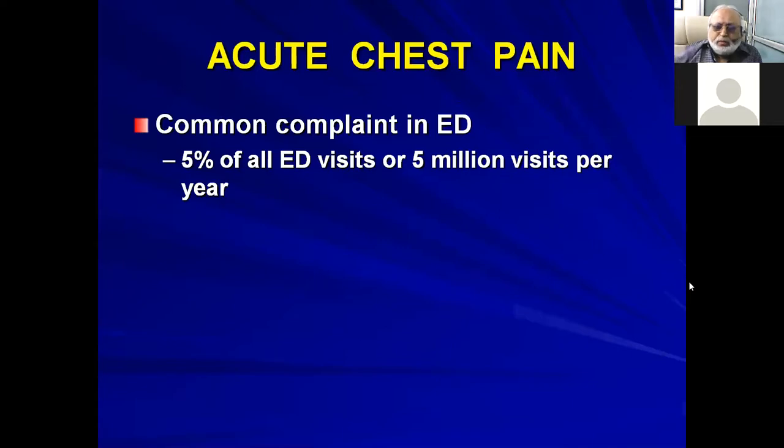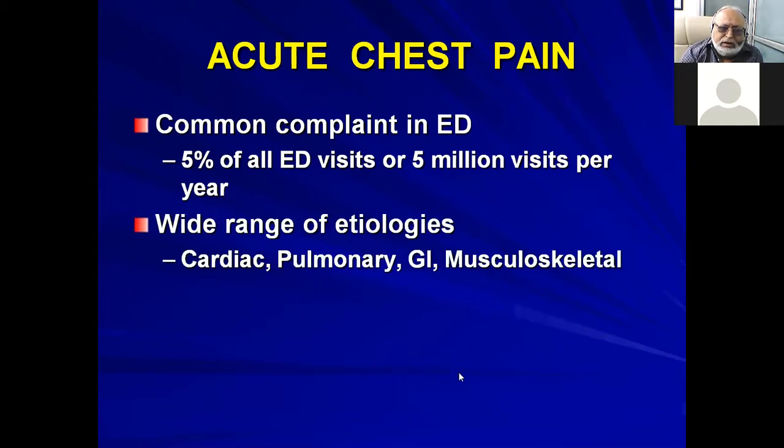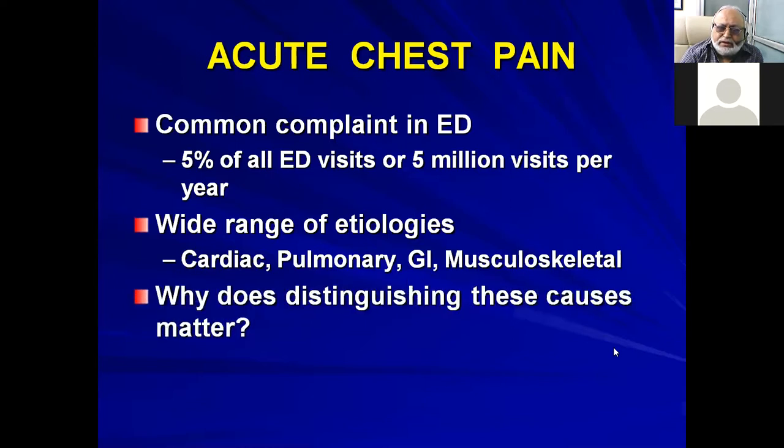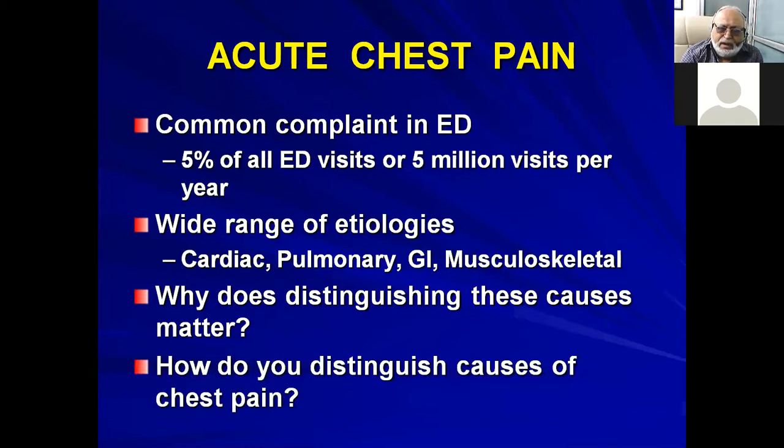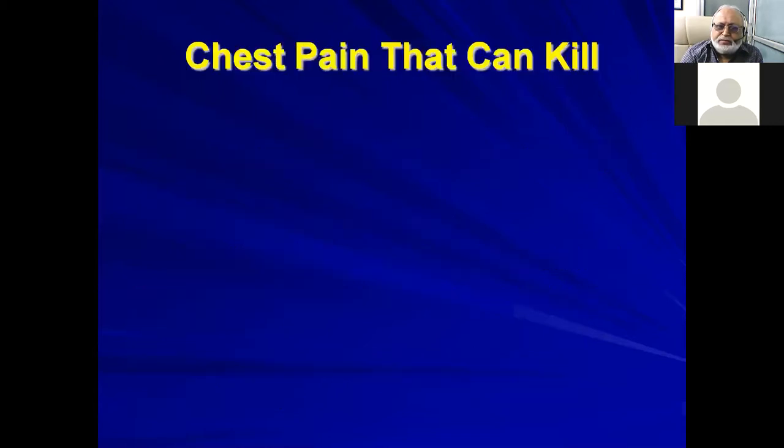Now, acute chest pain is a very common complaint in the emergency department. In fact, 5% of all the ED visits, or 5 million visits per year, have been recorded all over the hospitals. It has a wide range of etiology from cardiac, pulmonary, gastrointestinal, or musculoskeletal. Now, why is it important to distinguish between these causes? Does it really matter? And how do we distinguish the various causes of chest pain?